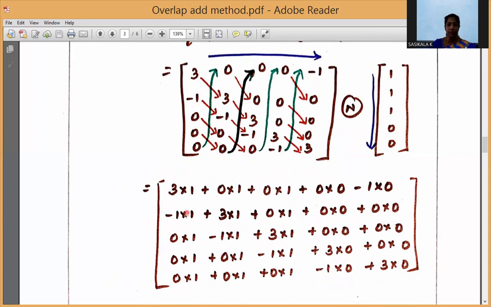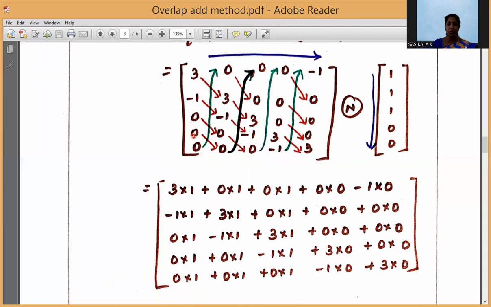And the second row, see the second row: minus 1 into 1 plus 3 into 1 plus 0 into 1 plus 0 into 0 plus 0 into 0. And for the third row: 0 into 1 minus 1 into 1 plus 3 into 1 plus 0 into 0 plus 0 into 0.